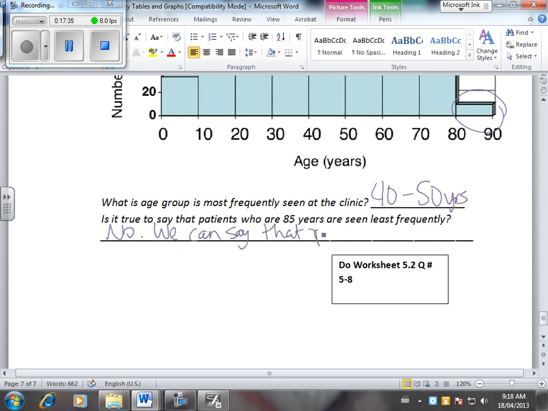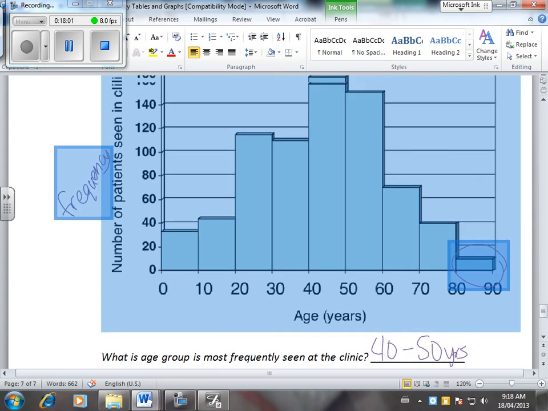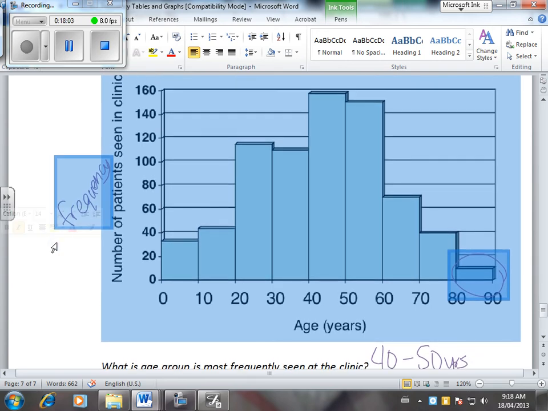So it is true to say that patients 80 to 90, not 85 years old, are seen least frequently. But we can't say 85. We can't say that that's the midpoint. And why can't we say this? Because we cannot see the individual ages. All we can see are the intervals here. So we can see intervals of 10 years.